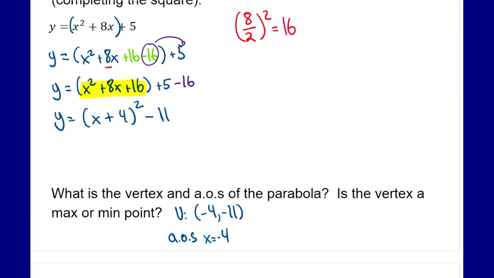And is it a maximum or minimum? Well, in this case, it is a minimum point because it opens up. So it opens up because the a value is 1. So that means my parabola is going to look something like this, with my vertex being at the bottom. So it's a minimum. So I do need to look at what the a value, the coefficient, is to tell me whether it opens up or down. If it opens up, it's a minimum. If it opens down, it's a maximum.